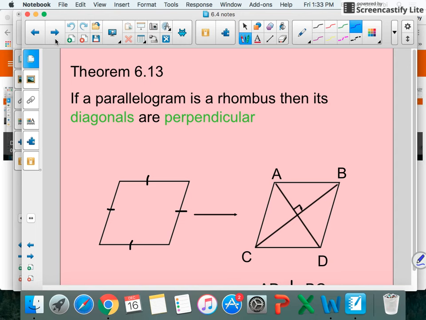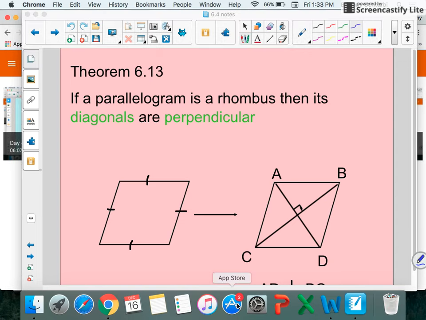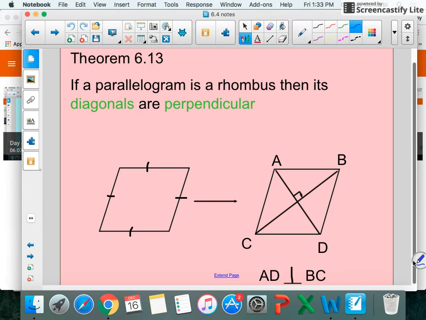So we're going to look at some properties that go along with these 3 shapes. If a parallelogram is a rhombus, then that means that the diagonals are perpendicular. So if we draw in the diagonals here, then we can say that AD is perpendicular to BC, meaning that they form this 90-degree angle there in the middle.